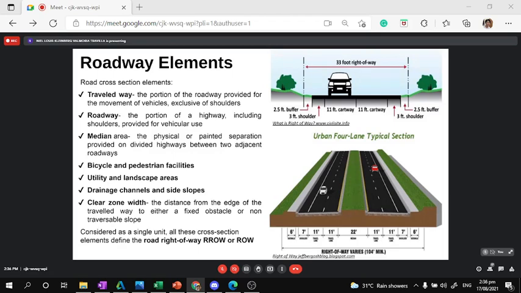So if the government says they will widen the road for the road right of way, you will be paid so that you give way, because again, the good of the many prevails over the good of one. Understood? Understood? Yes, ma'am. Yes, ma'am.